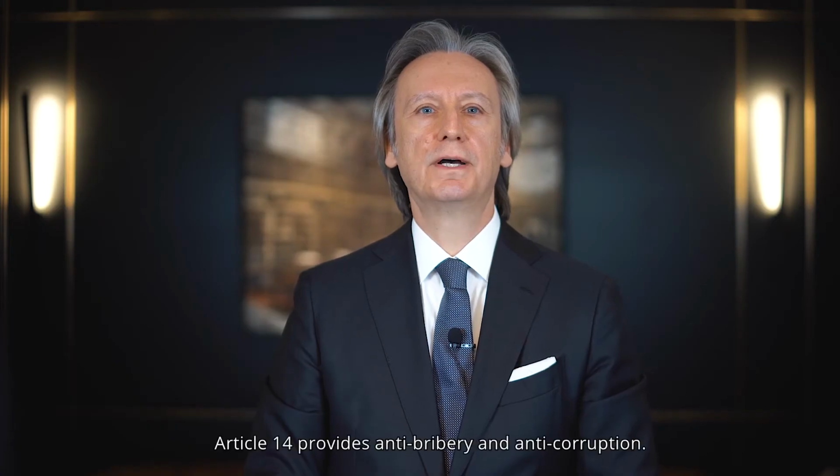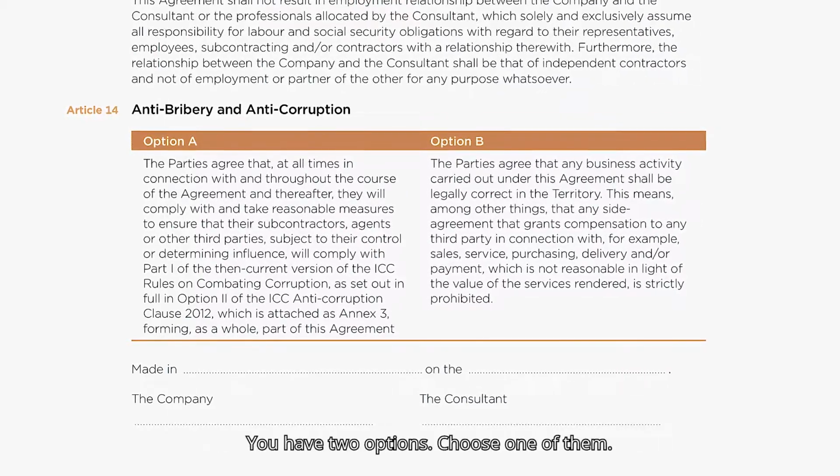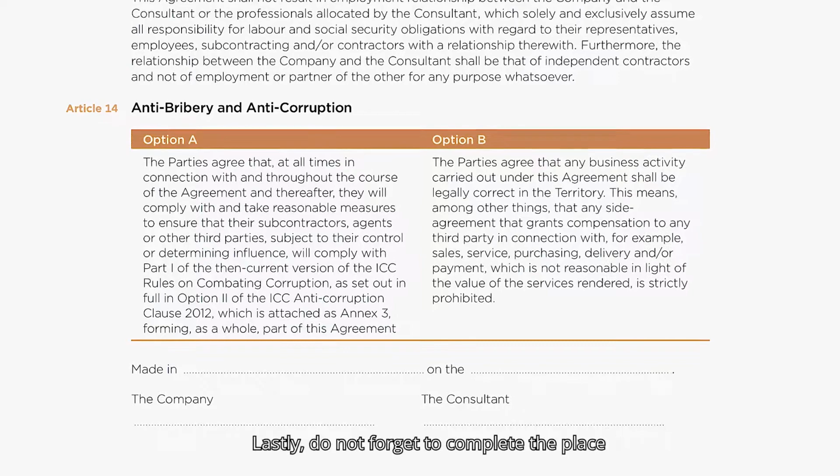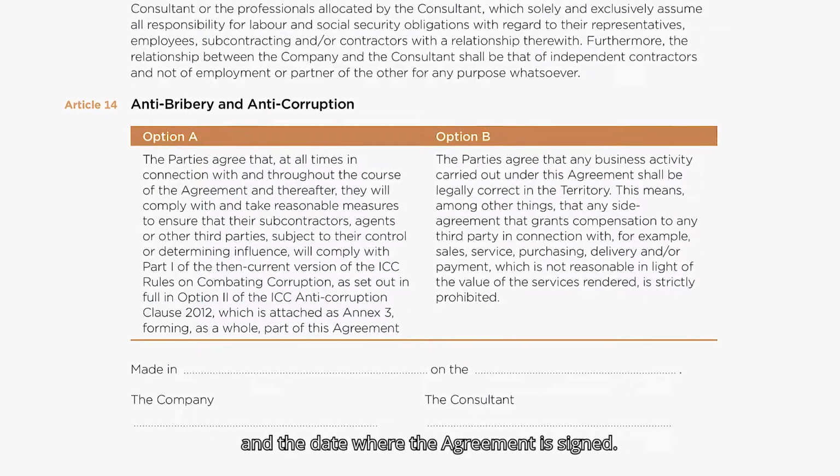Article 14 provides anti-bribery and anti-corruption. You have two options. Choose one of them. Lastly, don't forget to complete the place and the date where the agreement is signed.